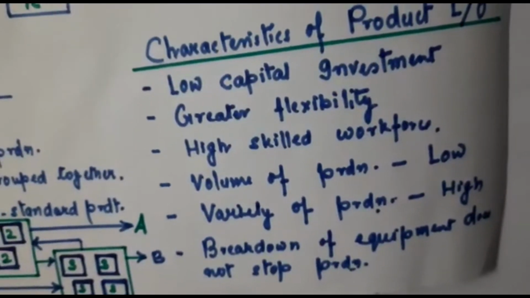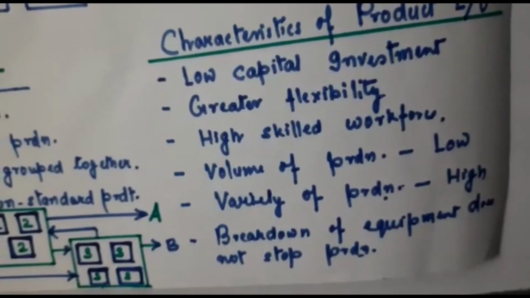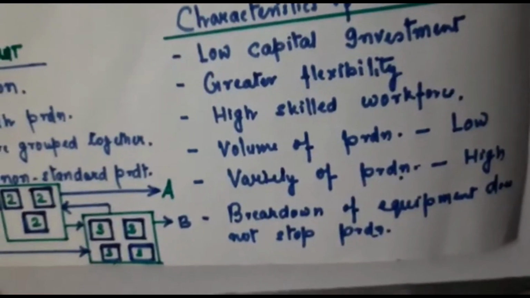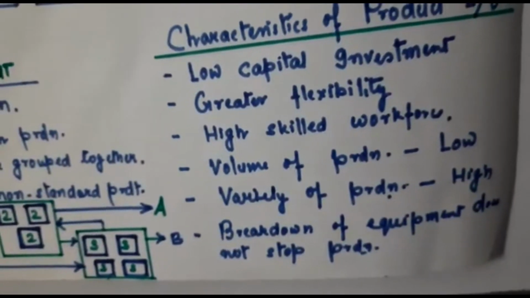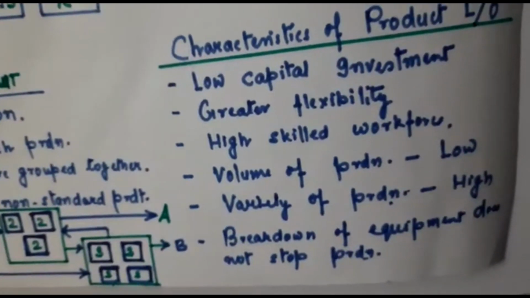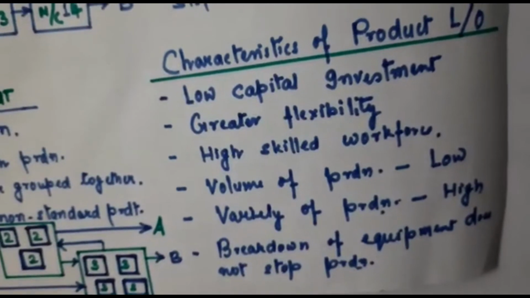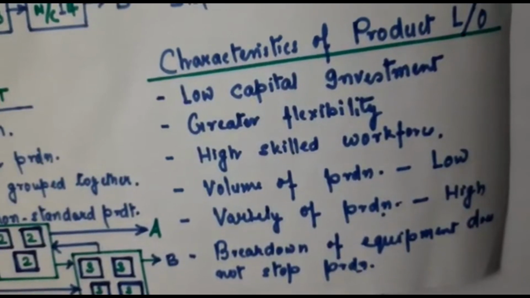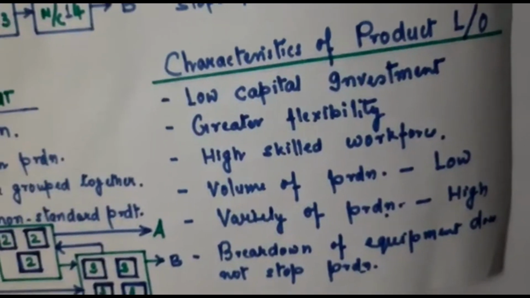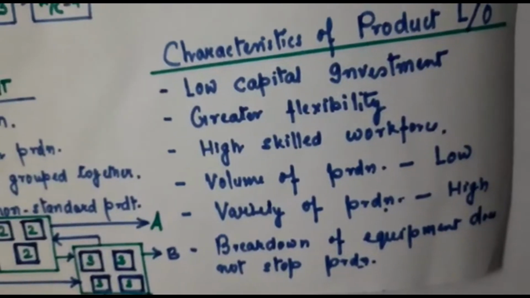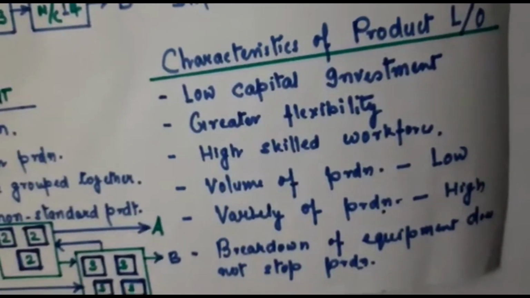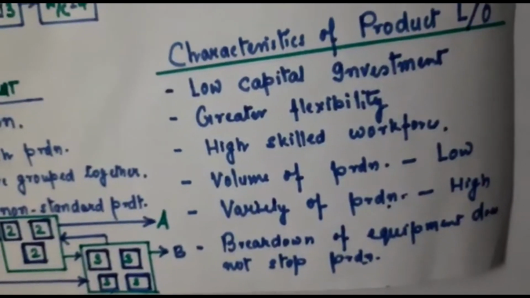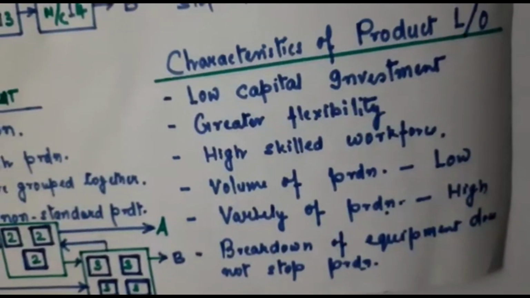So since machines are not dedicated, it helps in greater flexibility. Here the workers have to take the decision which route is to be followed in order to produce different products, so a high skilled workforce is required. As we have seen that it is suitable for batch production, so volume of production is low but variety of production is high. And one of the biggest advantages of process layout is that if any of the machines fails, it doesn't stop production because other machines of the same group can take its place and there will be smooth flow of production even when one machine fails.